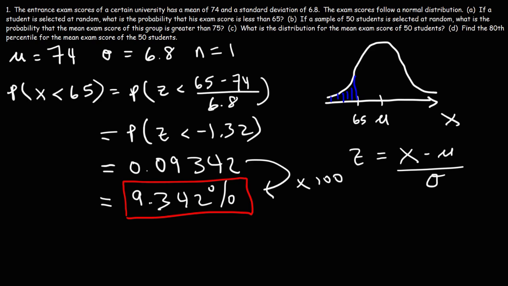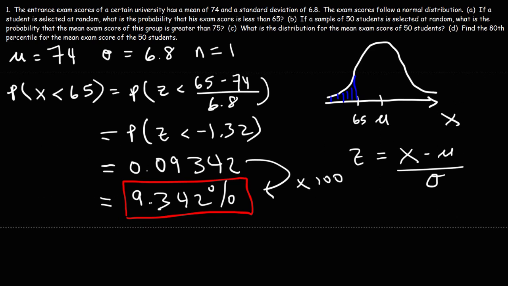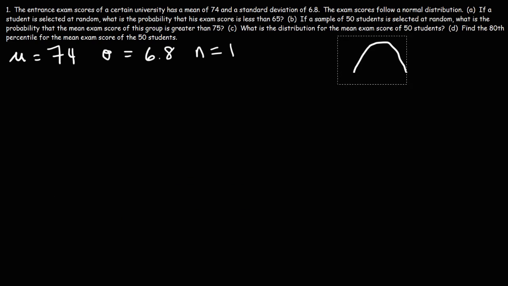Now let's move on to part B. By the way, for each of these problems, feel free to pause the video and try it yourself. If a sample of 50 students is selected at random, what is the probability that the mean exam score of this group is greater than 75? Go ahead and try.